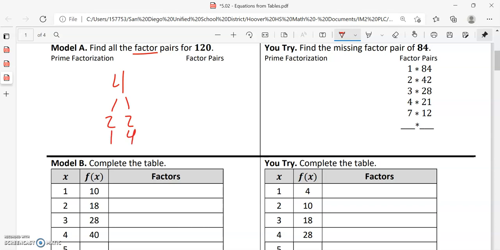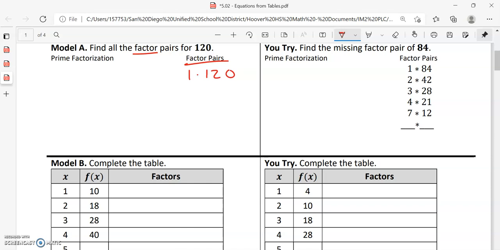So these are factor pairs. 2 times 2 is a factor pair of 4. 1 times 4 is a factor pair of 4. I'm going to do this side first, and then I'll do prime factorization next. So first, 1 times 120. You always want to just count up from 1.